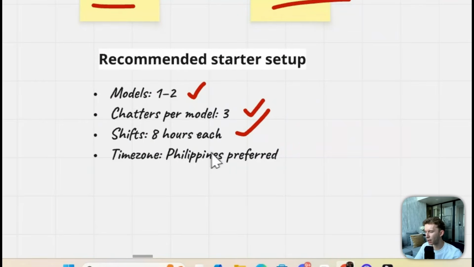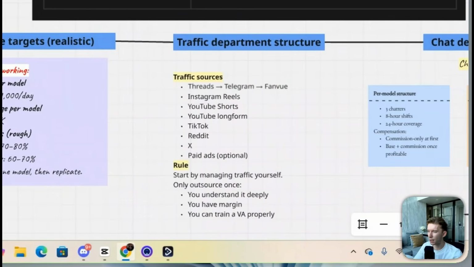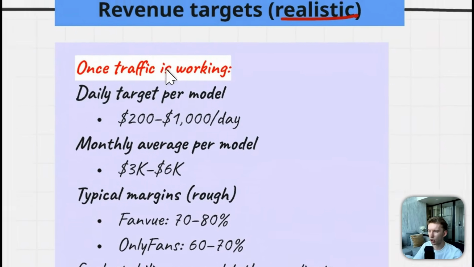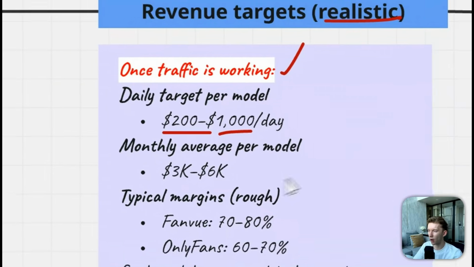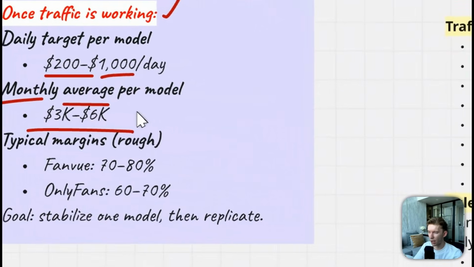Their chatters are obviously going to work 8-hour shifts each. And again, they're obviously going to work within the Philippines, so they're going to be on Filipino target. All right, so this is what your revenue targets should realistically look like. Once your traffic is running, you really should be aiming for $200 to $1,000 per day. Honestly, if you're averaging 3 to 6K per model, you are onto a winner.